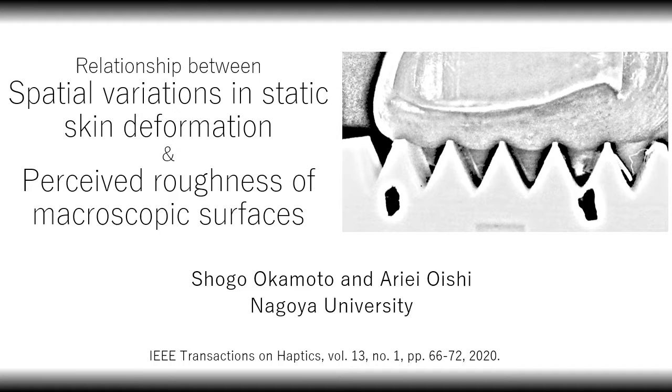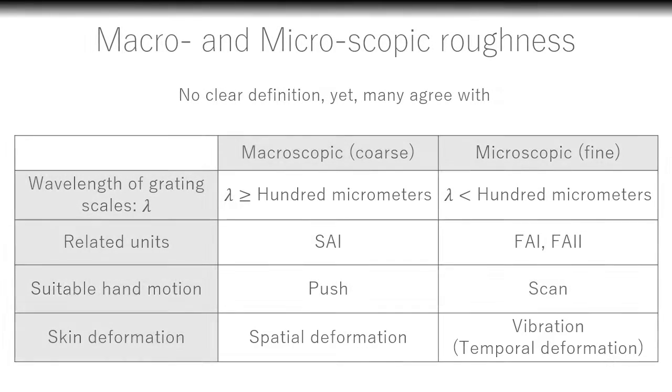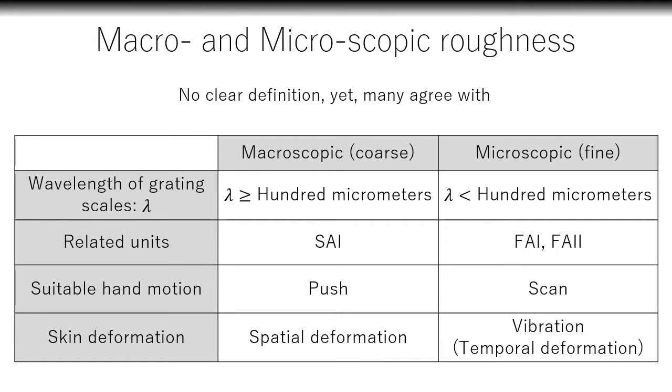Spatial variations in static skin deformation and perceived roughness of macroscopic surfaces. I briefly summarize the perception of macroscopic and microscopic roughness.